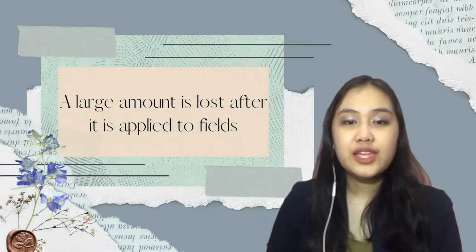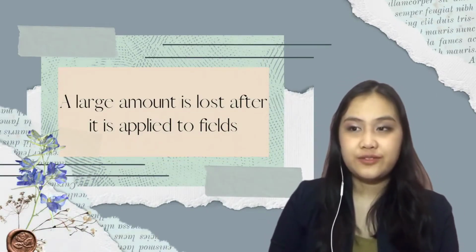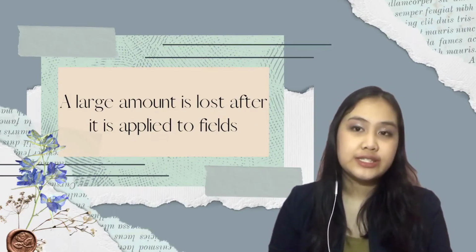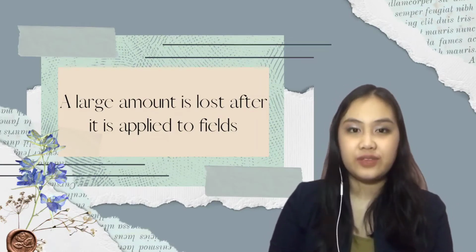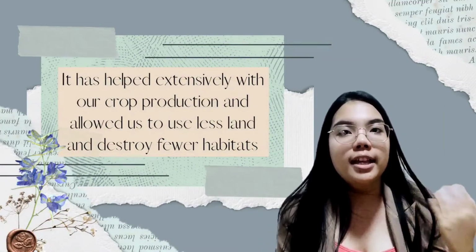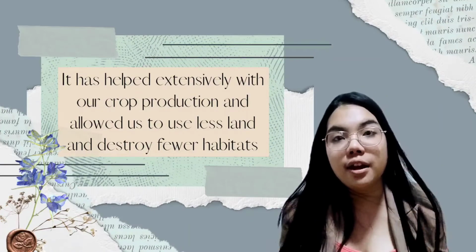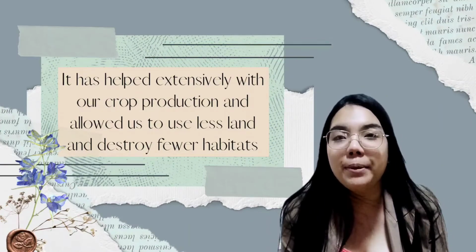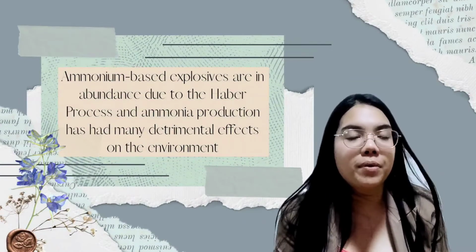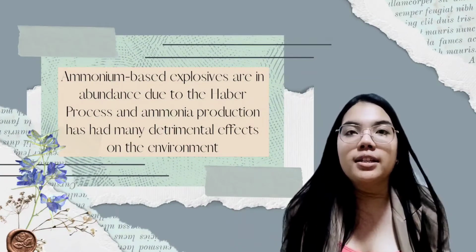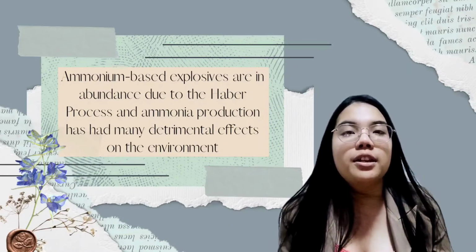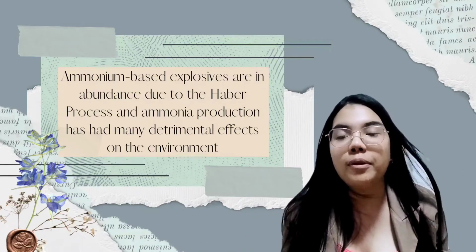The current process of nitrogen fixation is also not completely efficient, and a large amount is lost after it is applied to the field due to runoff when it rains and natural gassing off as it seeps in the field. To conclude, the Haber-Bosch process most certainly affects us. It has helped extensively with our crop production and allowed us to use less land and destroy fewer habitats. Nevertheless, ammonium-based explosives are in abundance due to the Haber process, and ammonia production has had many detrimental effects on our environment, leaving us to clean up the Haber-Bosch process problems today.